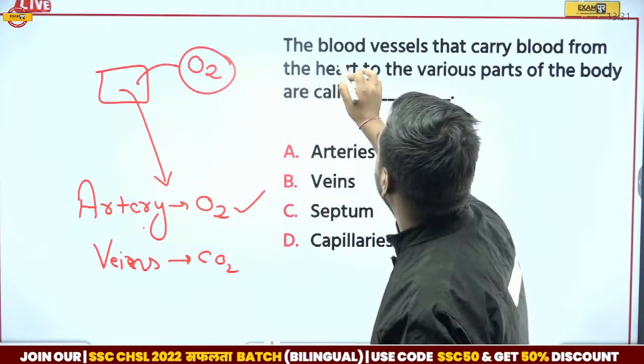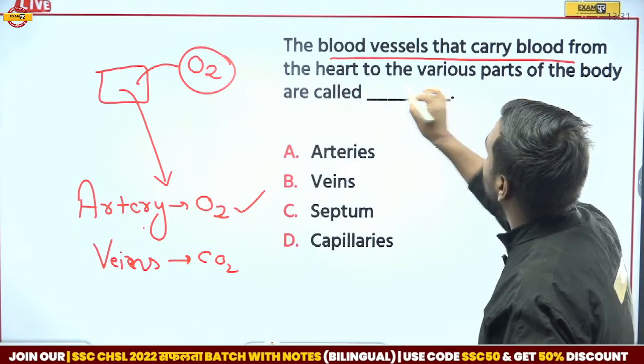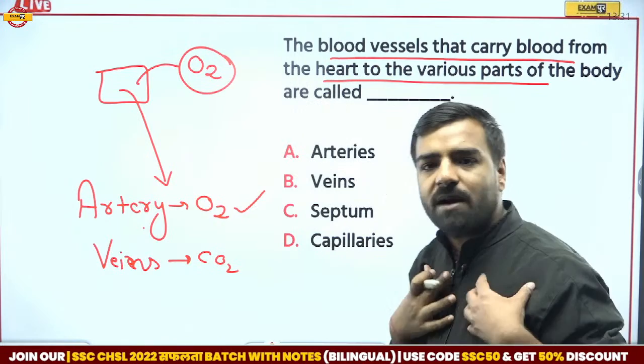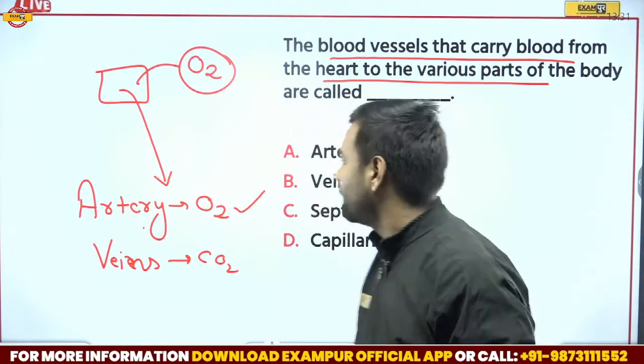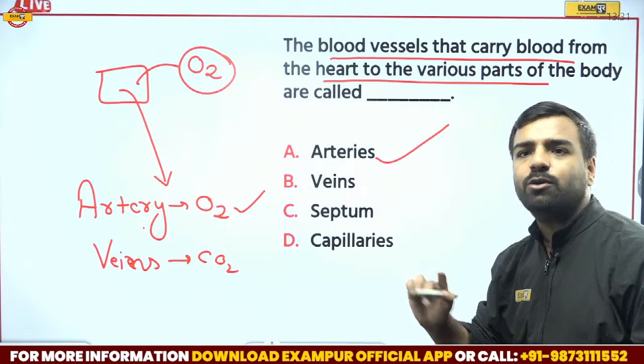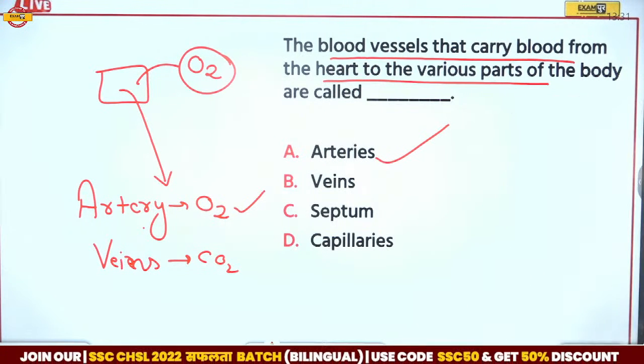This means the blood vessels that carry oxygenated blood from the heart to various parts of the body are arteries, and hence both of you are correct. Very good. So here artery was the correct answer.